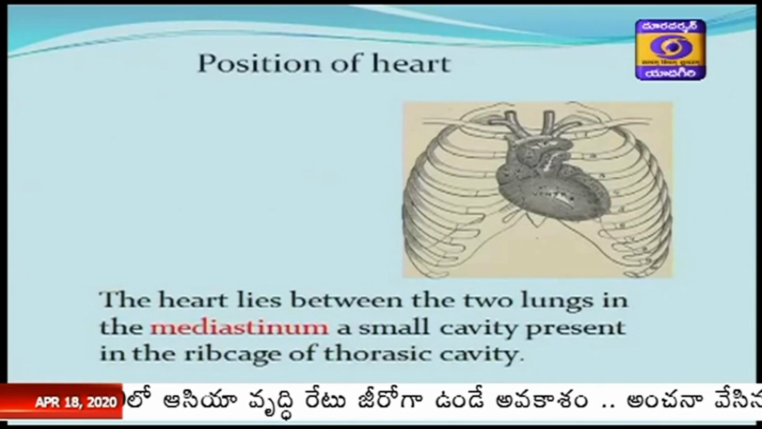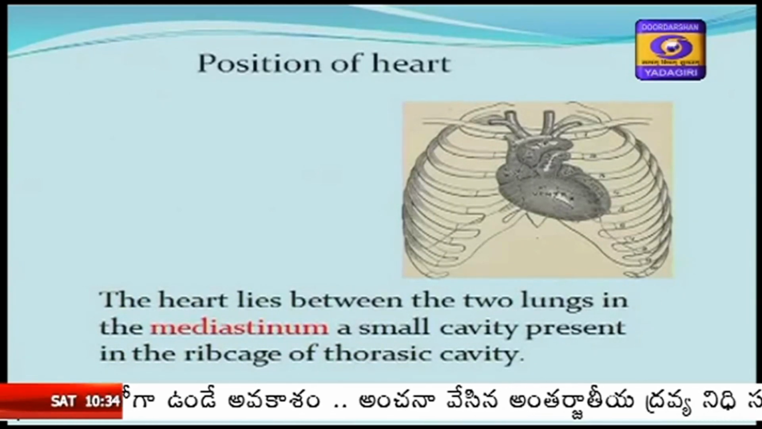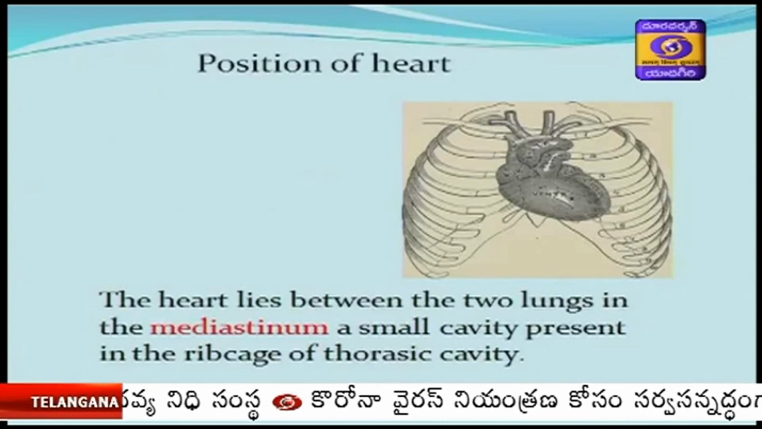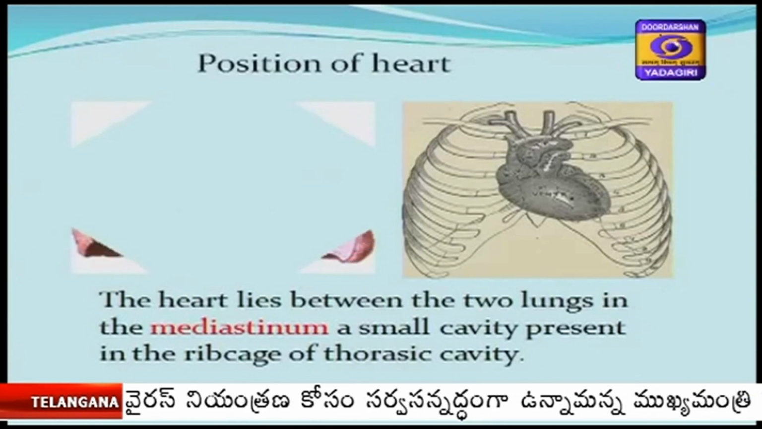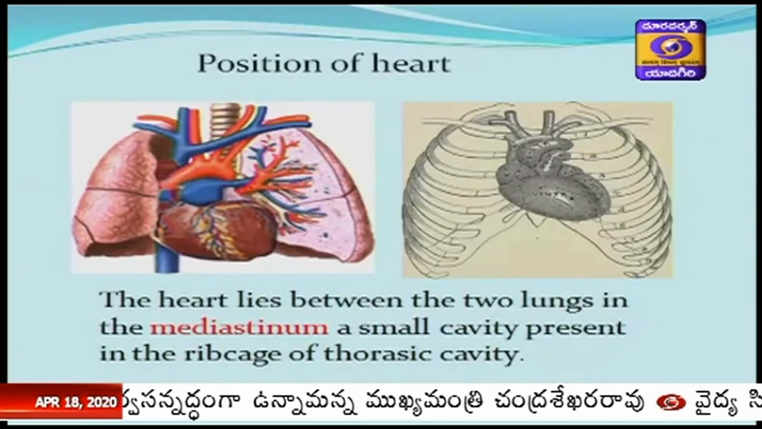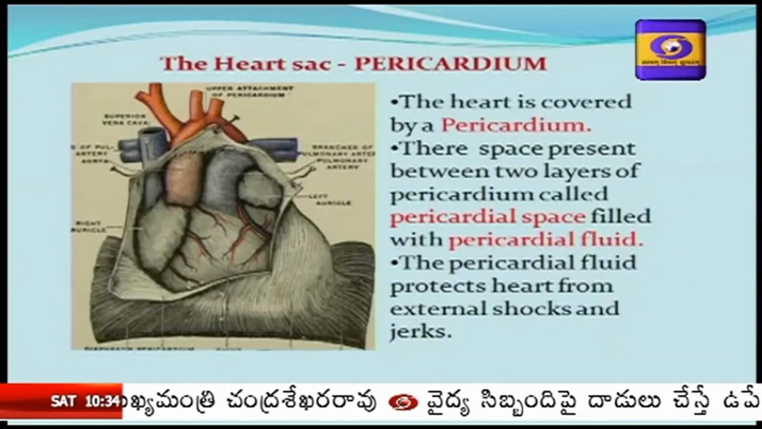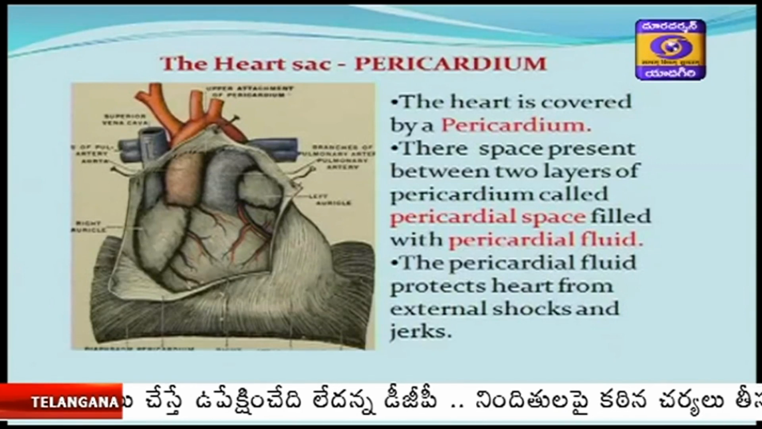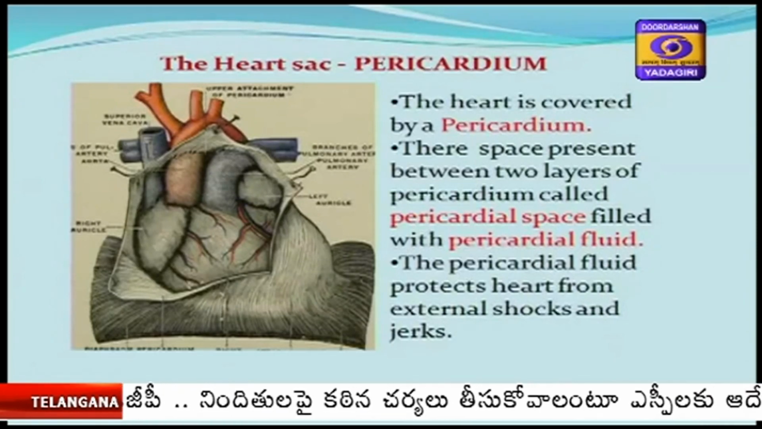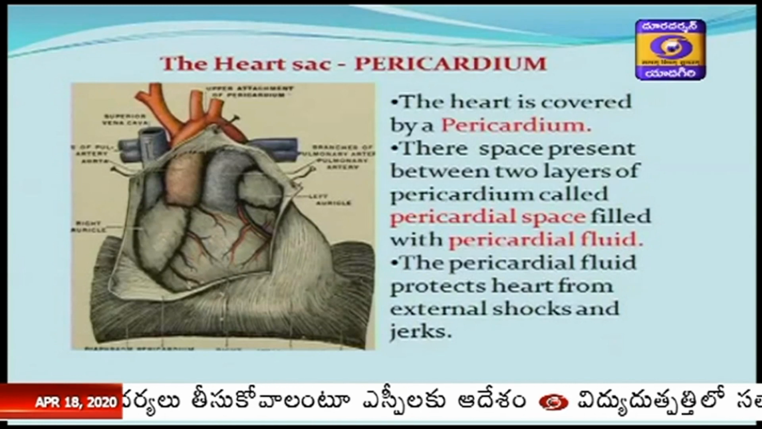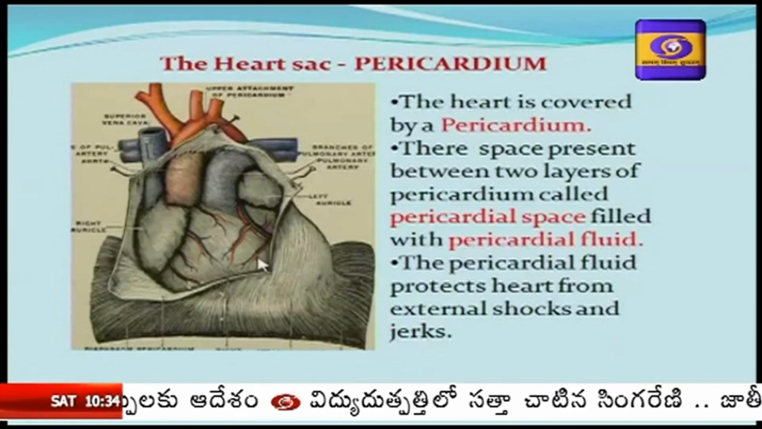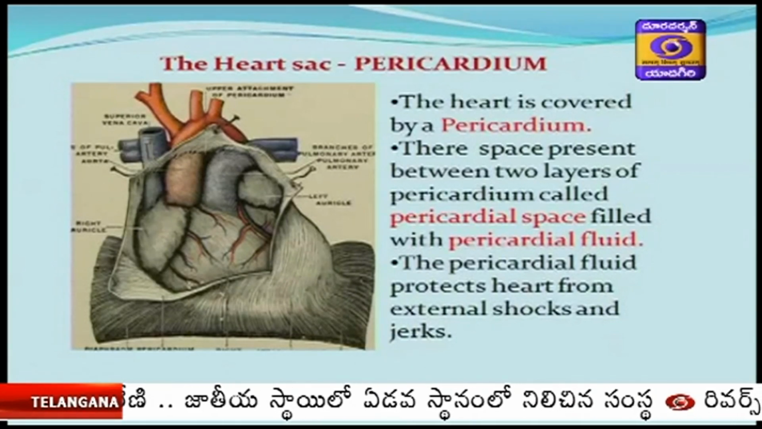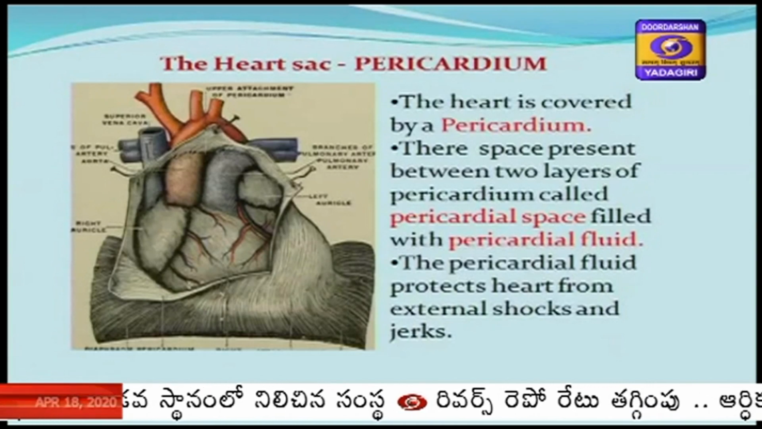The heart is located in the chest cavity, in the space called the mediastinum between the two lungs, and it is protected by the rib cage. There is a double membranous structure covering the heart called the pericardium or heart sac. Between the two membranes of the pericardium there is a narrow space called the pericardial space, which is filled with pericardial fluid. The pericardial fluid helps in protection of the heart from external shocks and jerks.